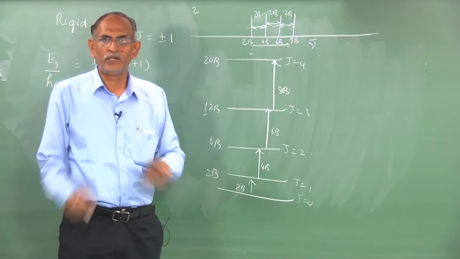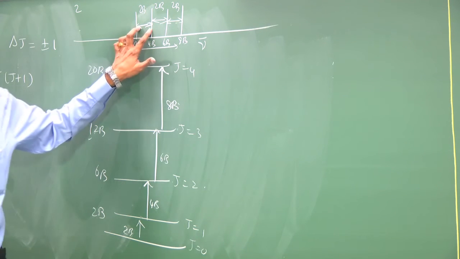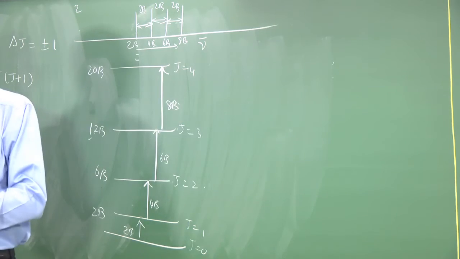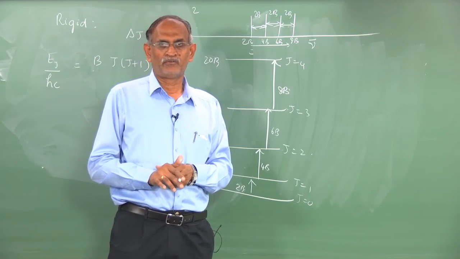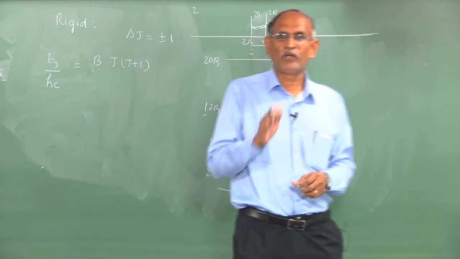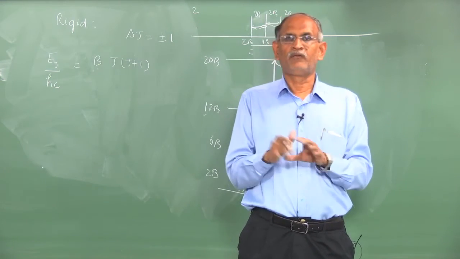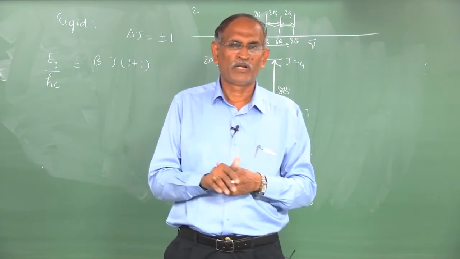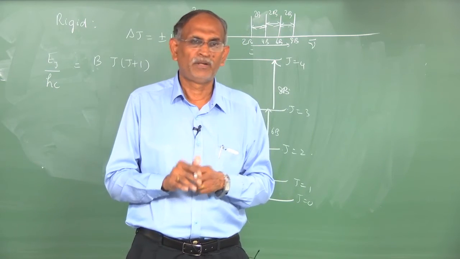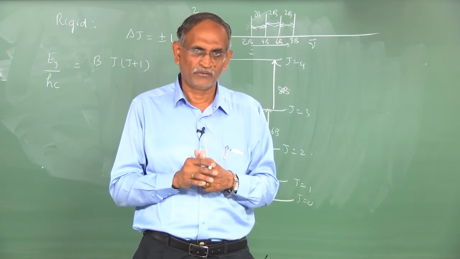Therefore, you see the difference between any pair of successive lines in a rigid rotor microwave gas phase rotation spectrum is given as 2B, and from the fact that B is given by h by 8 pi square mu r square c, right away you can calculate the bond distance. It is possible only if the molecule has a permanent dipole moment. Microwave spectra cannot be obtained for molecules without a permanent dipole moment, and this was used in some of the tutorial problems for you to determine which molecules will have microwave rotation spectrum and which do not, and so on.